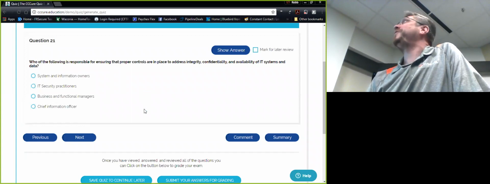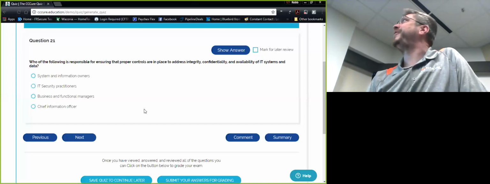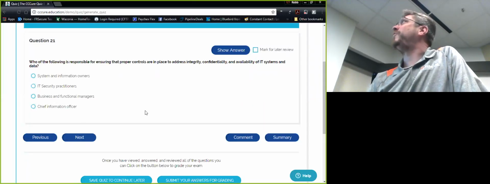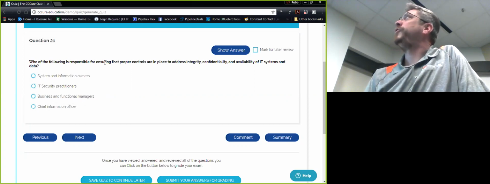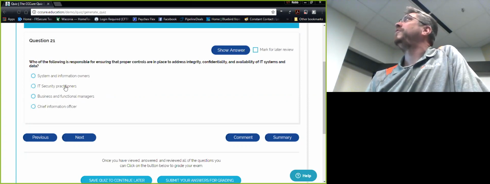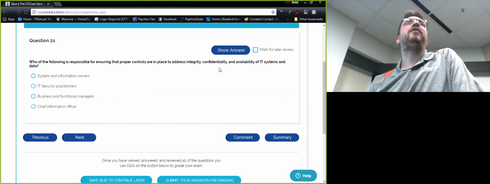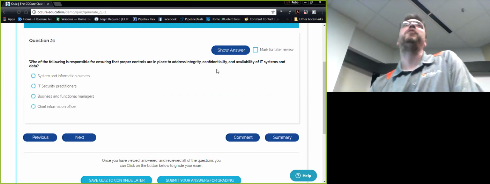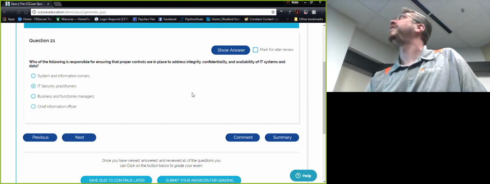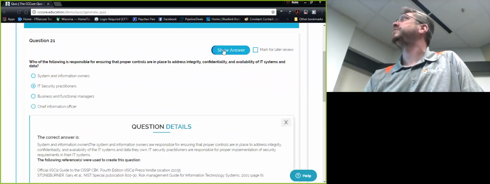Who of the following is responsible for ensuring that proper controls are in place to address integrity, confidentiality, and availability of IT systems and data? The system information owners, they're there to tell you what those are. Security practitioners, probably. Business and functional managers, no. The CIO, no. I would say responsible for ensuring the controls are in place. Your system and information owners are going to say, this is this classification of data, here's who should have access. So who is responsible for actually implementing those controls and making sure they're there? I would say the security practitioners.